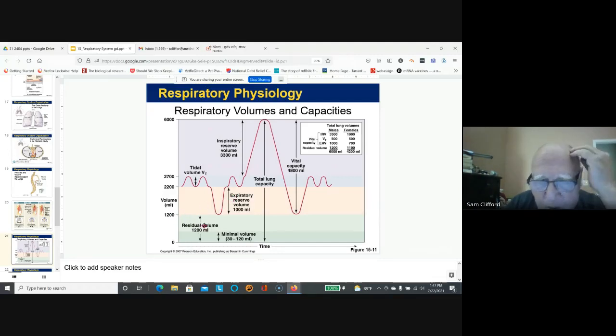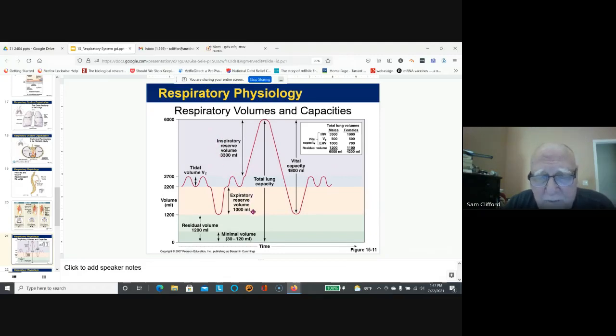This residual volume is always in your lungs, and sad to say, the only time that disappears is when you pass away. So the lung capacity is up to 6,000. 500 is the tidal volume. You can take an enormous amount of air in with strong inspiration.